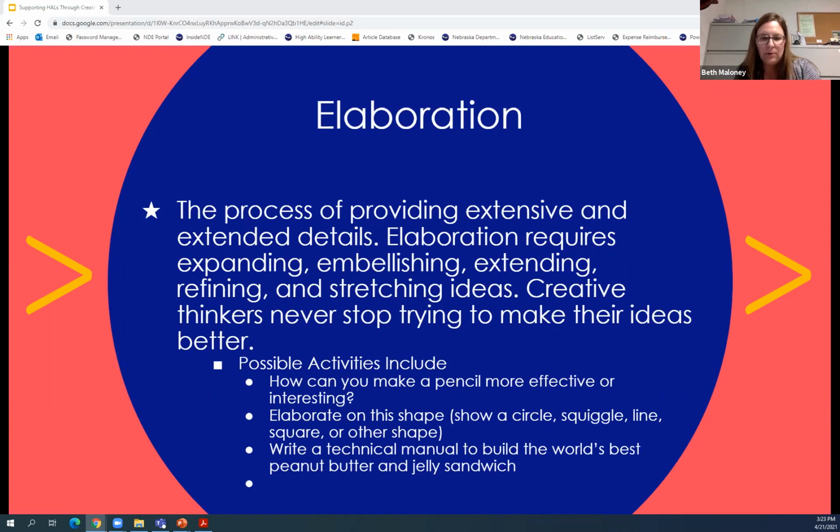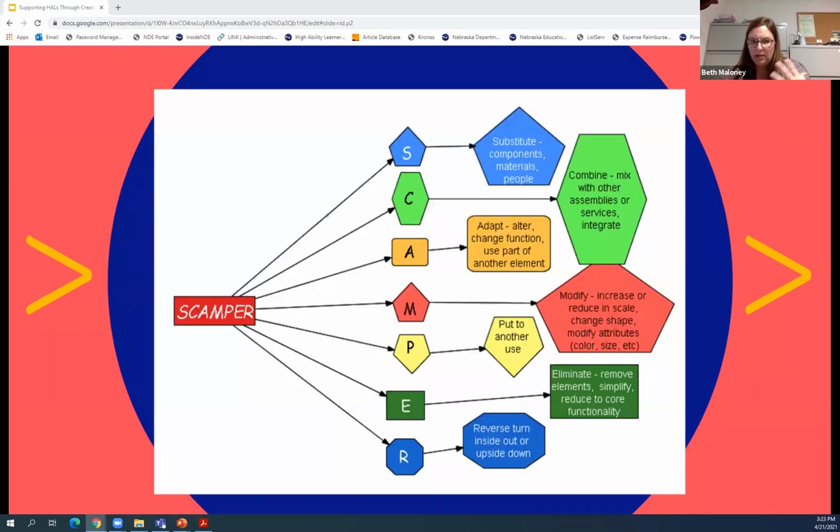But it can be as simple as, how can you make a pencil more effective or interesting? Elaborating on a shape, technical manuals for peanut butter and jelly, or whatever it might be. So those are the foundational FFOE concepts of creativity. And we have a lot of units for that, but a specific strategy that I'm sure most of you have seen in action, one of the classics of gifted education, is the good old SCAMPER. So we're substitute, combine, adapt, modify, put to another use, eliminate, and reverse.